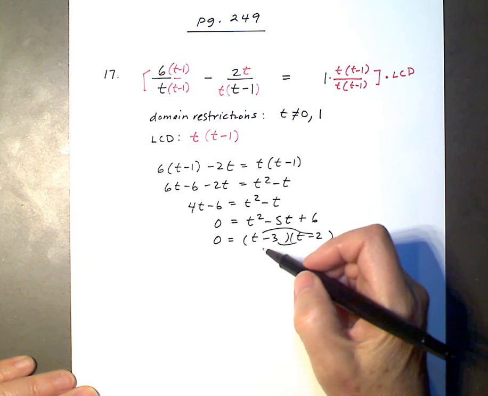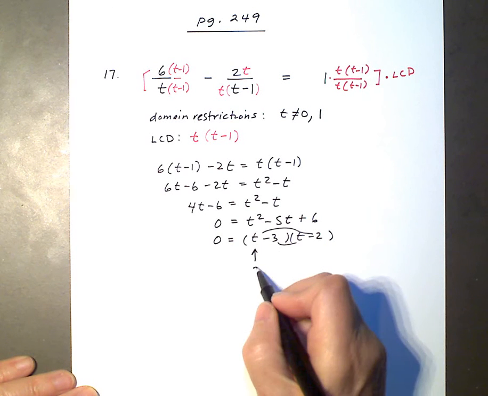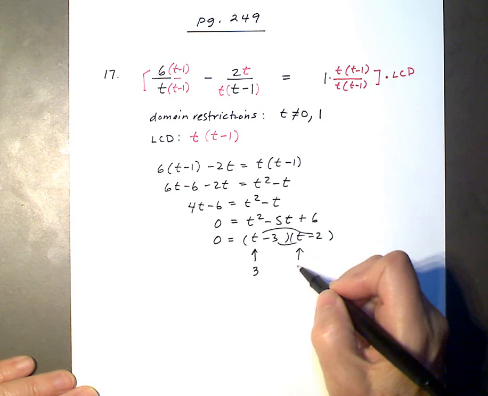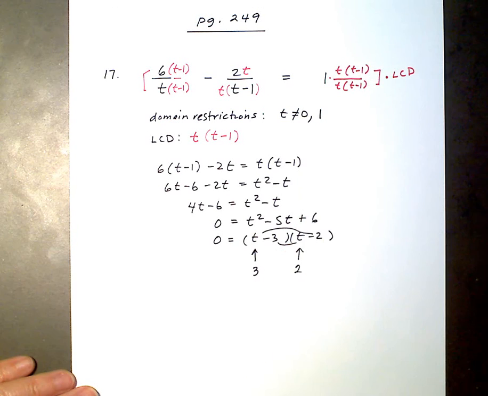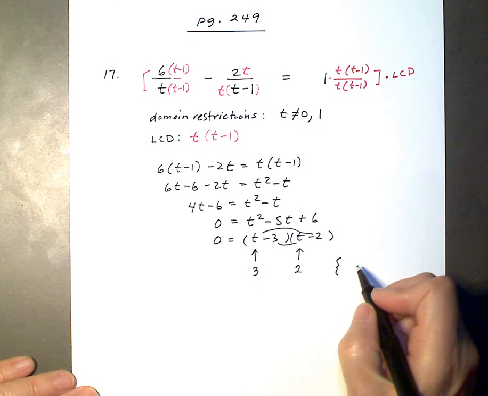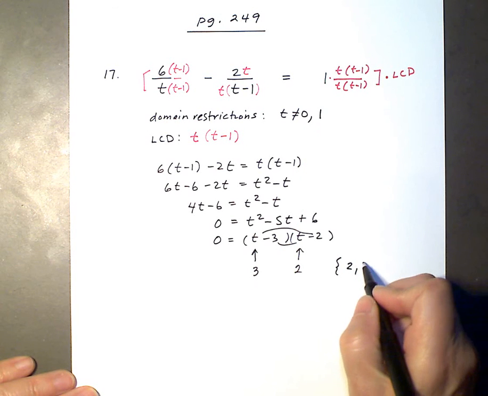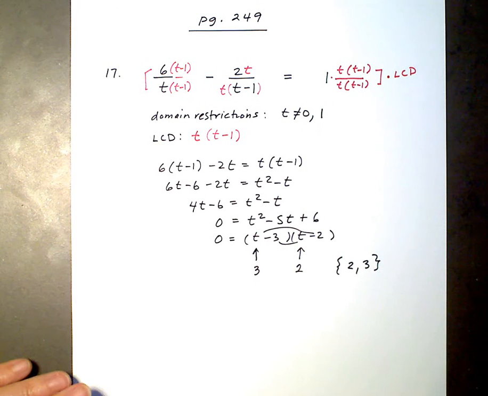So solutions would be a positive 3 and a positive 2. And neither of those are restricted as far as values for solutions by the domain restrictions. So I'm going to put those both in as solutions to this equation, and I'll leave the check to you, but if you put those in the original for t, it makes the equation true.